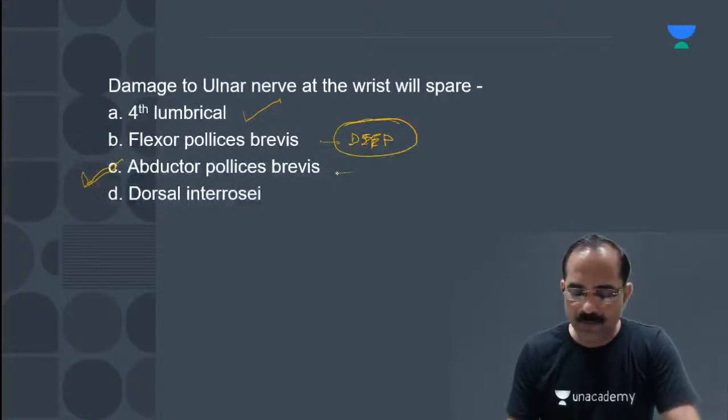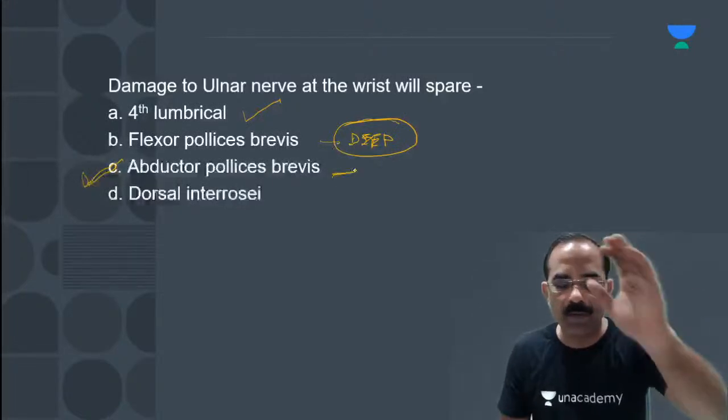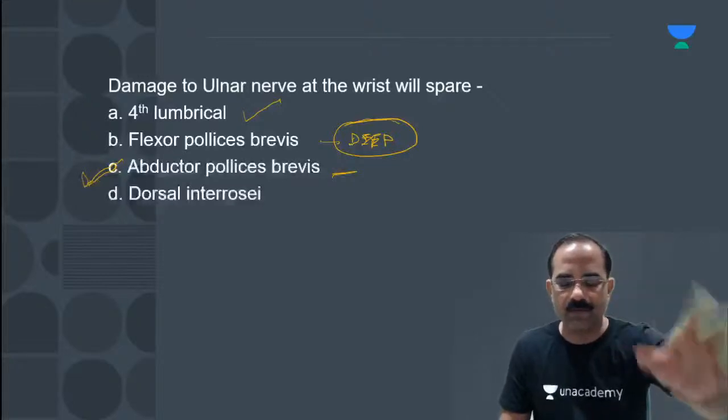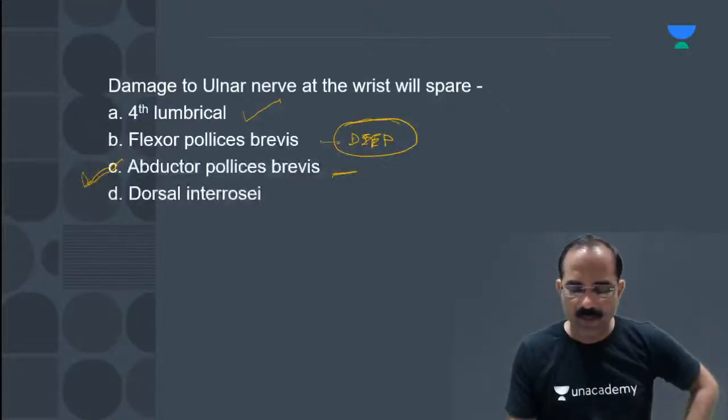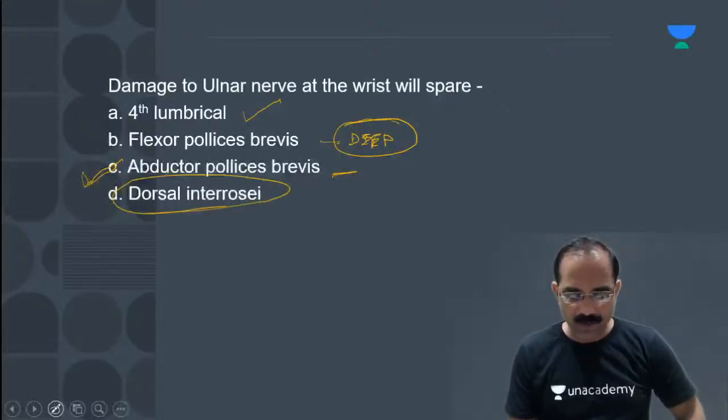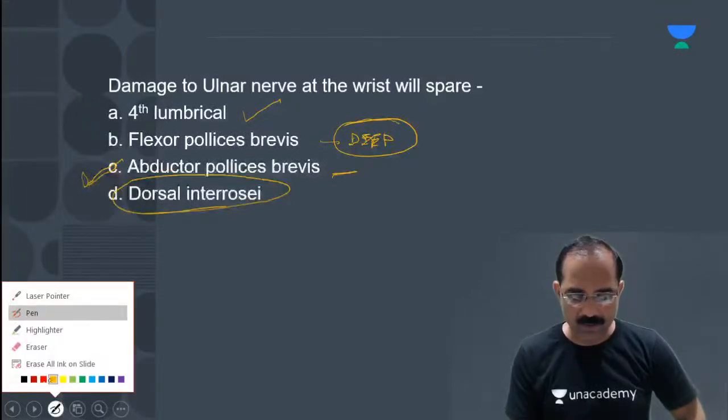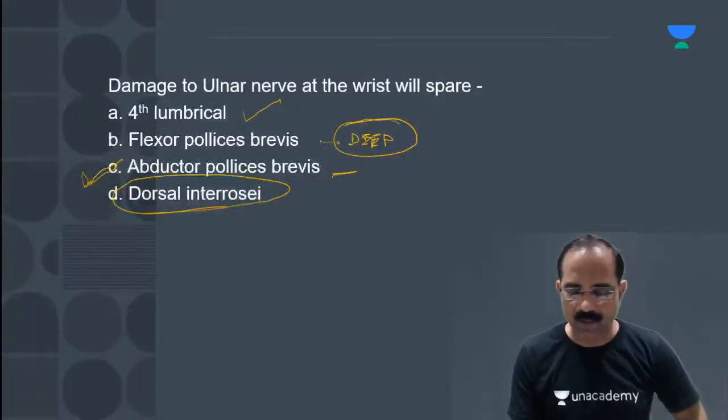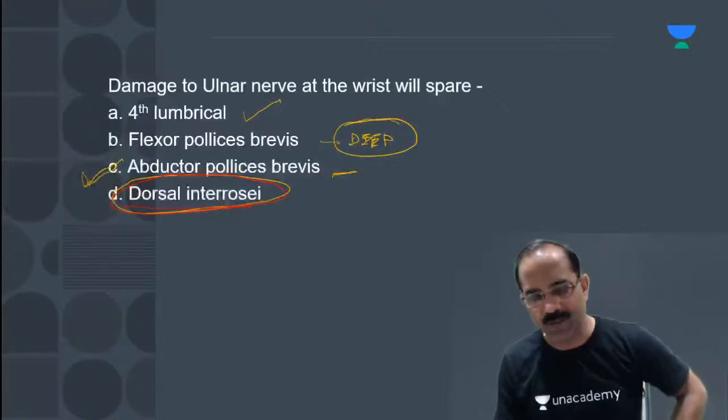Abductor pollicis brevis, this is totally supplied by whom? Median nerve. And all the dorsal and palmar interossei, they are supplied by whom? The dorsal and the palmar interossei are supplied by ulnar nerve.